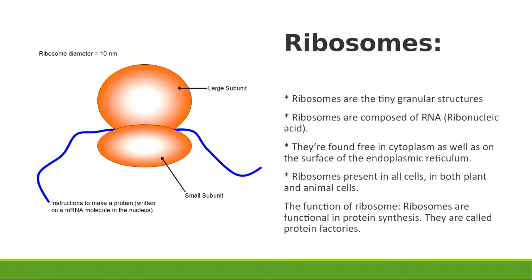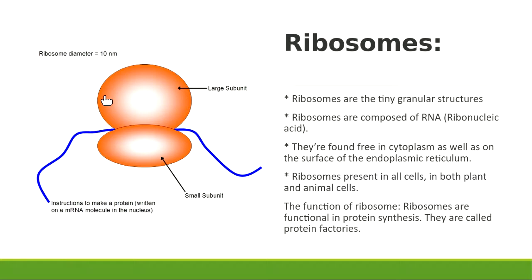Now, students, we are going to learn another part of the cytoplasm, the ribosomes. Ribosomes are tiny granular structures formed with the help of ribosomal RNA, and they are known as protein factories. Why are they known as protein factories? Because you can see the blue line which is coming here.